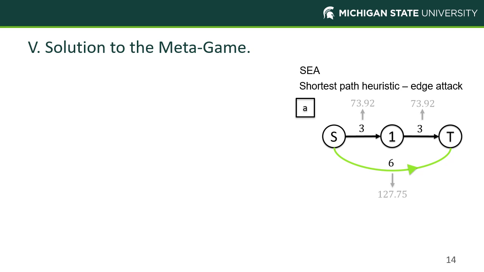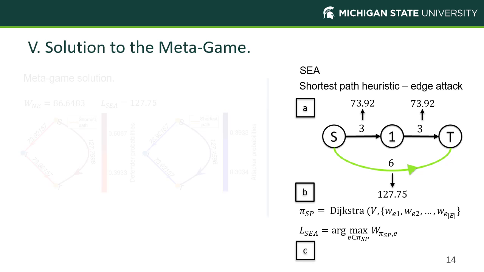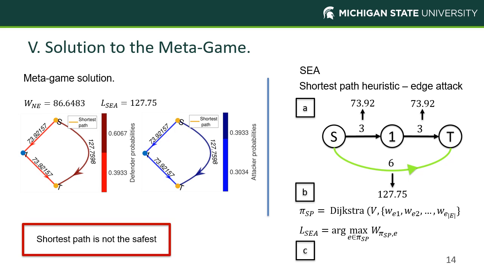For each of these, we solve for the edge game. We then use them as edge costs for a shortest path algorithm like Dijkstra and determine the shortest path. Now that we have found the shortest path, we determine which edge attack has the maximum effect on the corresponding path cost. And this forms the heuristic solution. We compare the solution of the metagame with the shortest path heuristic and observe that the cost is much lower, along with an important observation that the shortest path is not the safest.